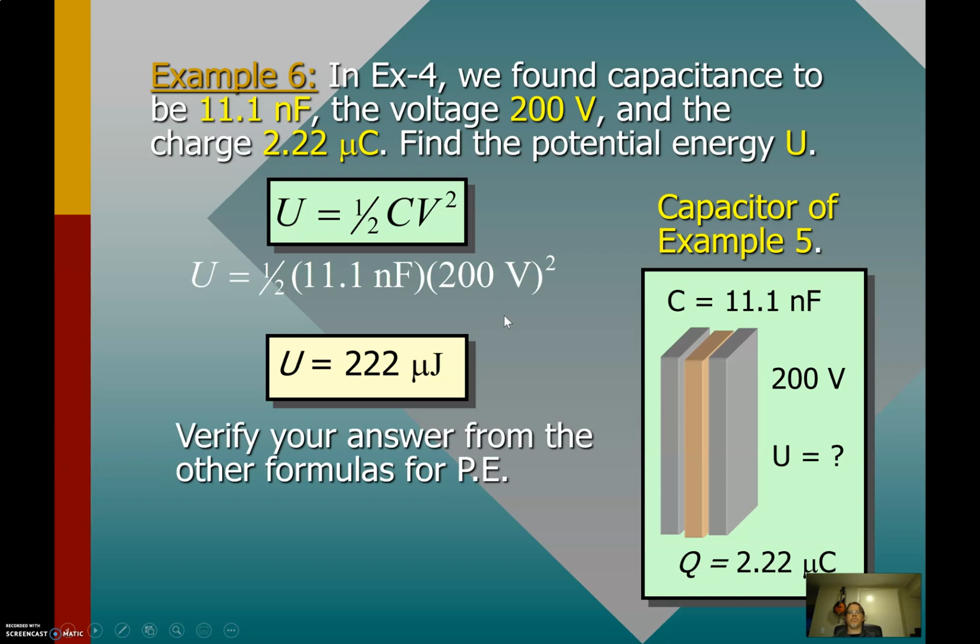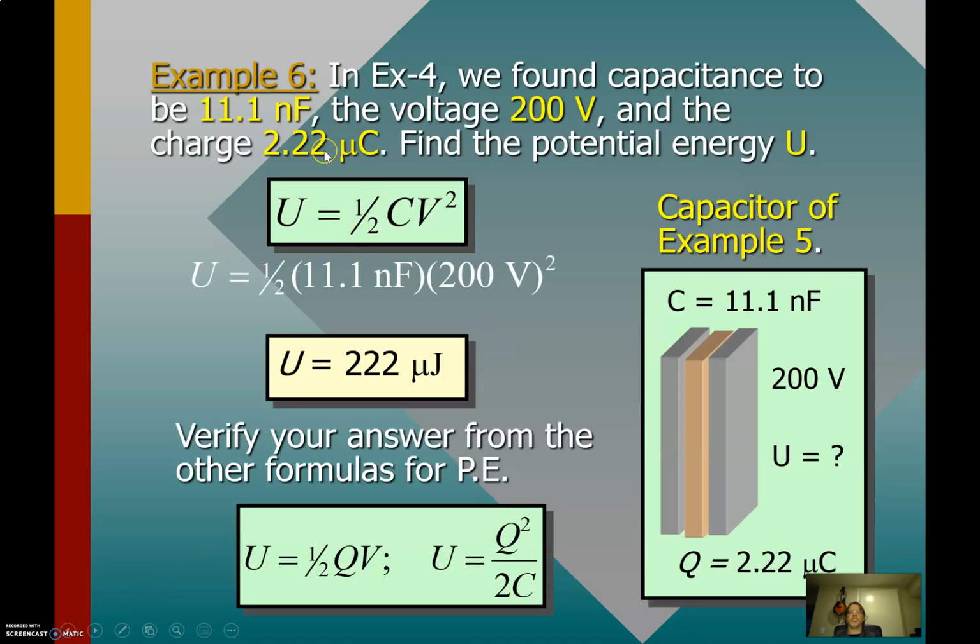Now, if you wanted to verify, you could also use one of the other formulas to get the same thing, because you're actually given your amount of charge that you're putting on there as well.